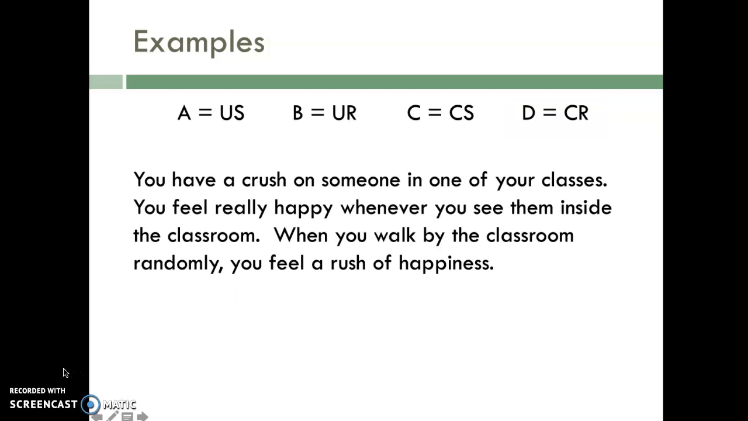Okay, one more example. You have a crush on someone in one of your classes. You feel really happy whenever you see them inside the classroom. Now, when you walk by the classroom randomly, you feel a rush of happiness. In this example, what is the crush? The answer is A, the unconditioned stimulus, because it produces the response naturally without any conditioning.